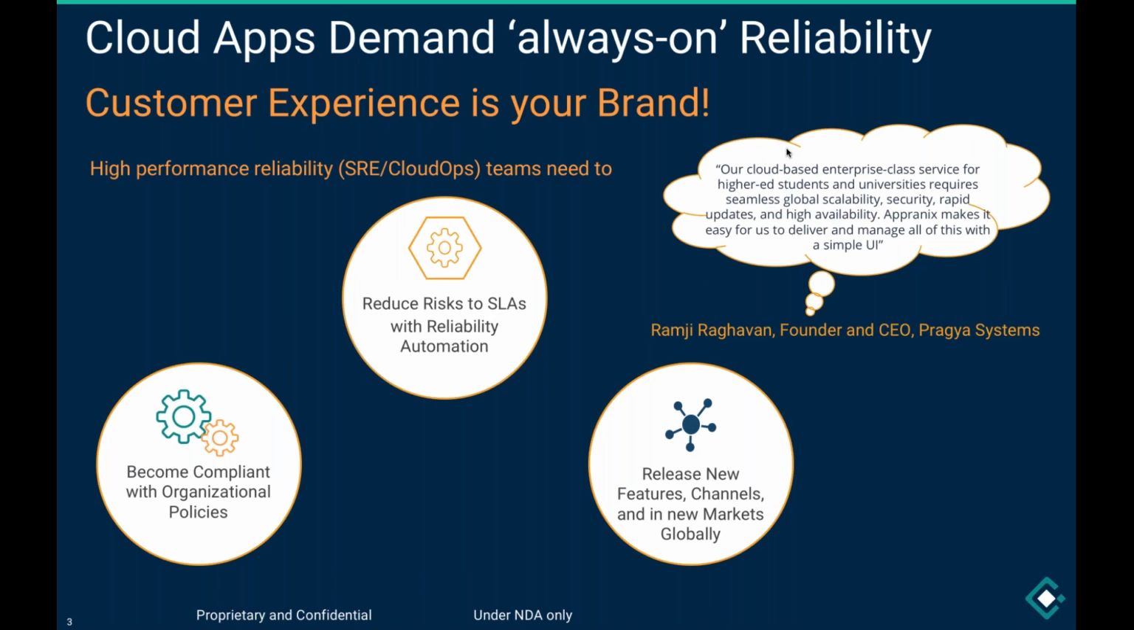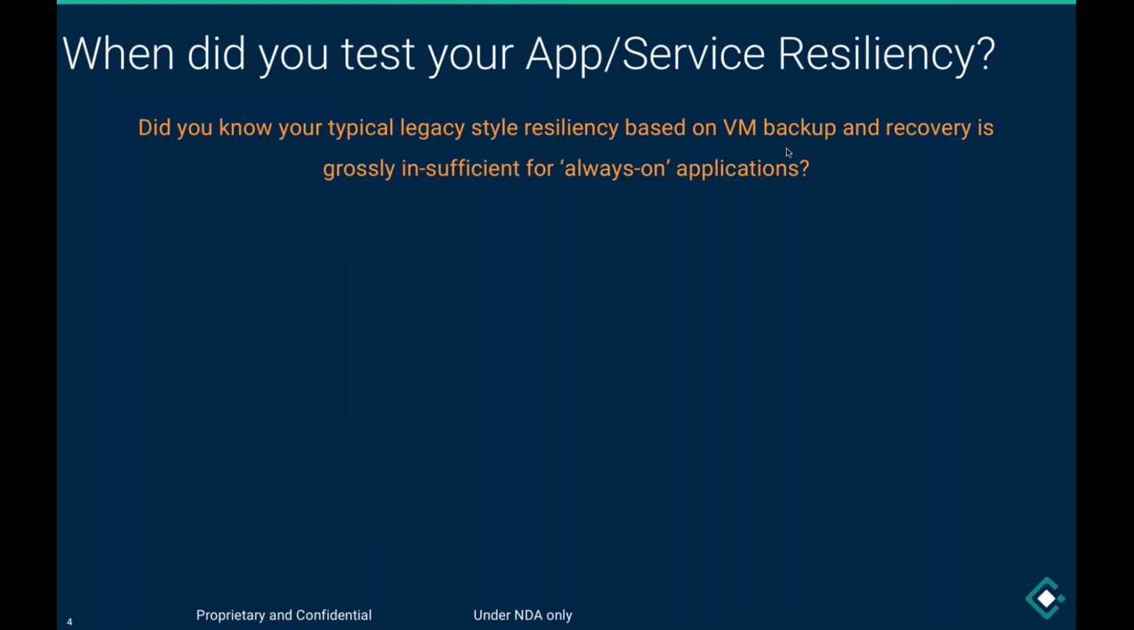This is a journey that Pragya went through, and they are using our system to provide seamlessly global scalability, security, and updates, and high availability for their higher-end students and university applications. So they've been really satisfied. They've been running it for a while now. There are other bigger customers that I cannot publicly mention, but I will be happy to provide private references if necessary. Given that, when we go and talk to our customers, right, we ask a very simple question. When did you test your application or service resiliency?